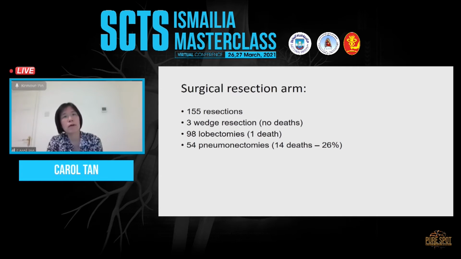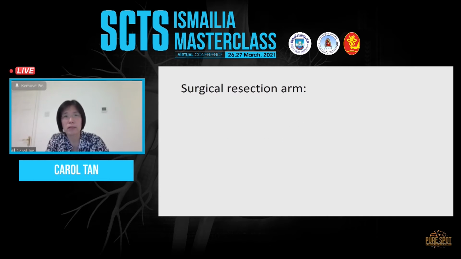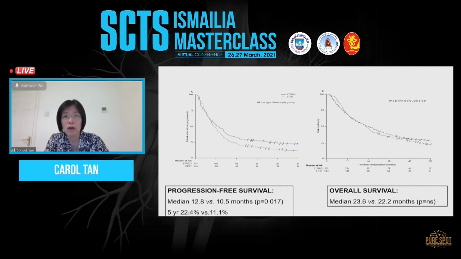If we looked a little bit further in the surgical arm, 155 resections took place. There were 3 wedge resections, of which there were no deaths, 98 lobectomies, and there was 1 death, and a third of the patients, 54 patients, underwent pneumonectomies. And in this group, the mortality was 26%. So this had an impact on the survival curve, if you like. If you look here, this is the surgical arm, and it dropped off quite quickly at the beginning.